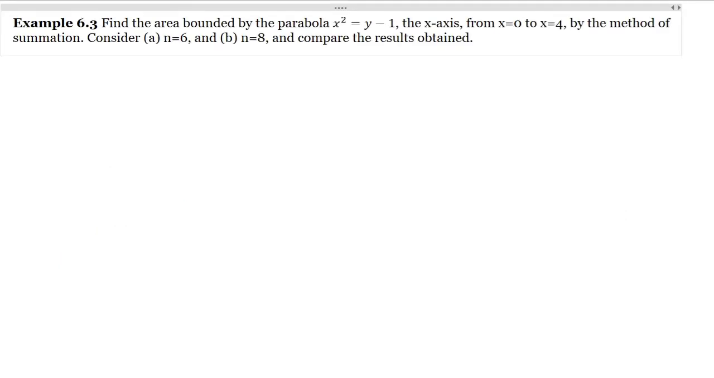So, example 6.3, find the area bounded by the parabola x squared is equal to y minus 1, the x-axis, from x is equal to 0 to x is equal to 4 by the method of summation.